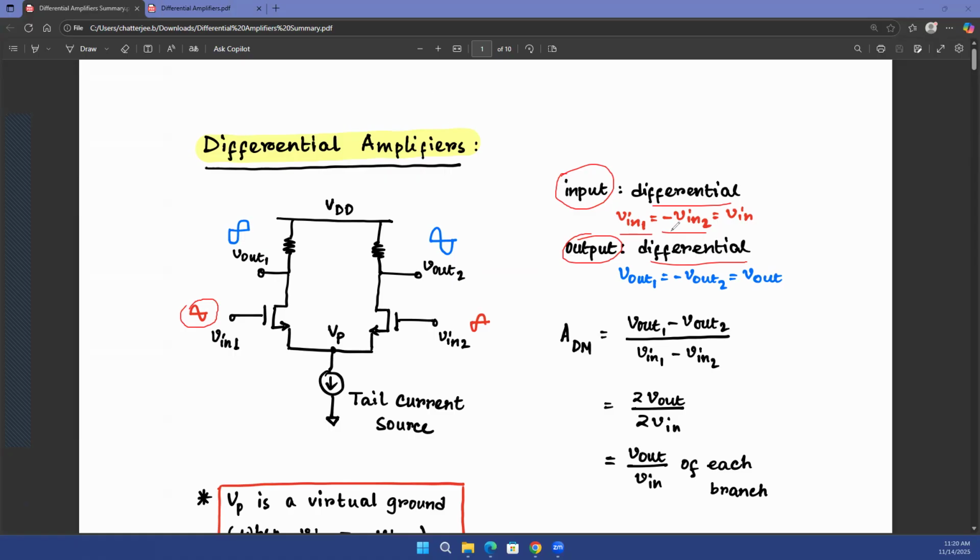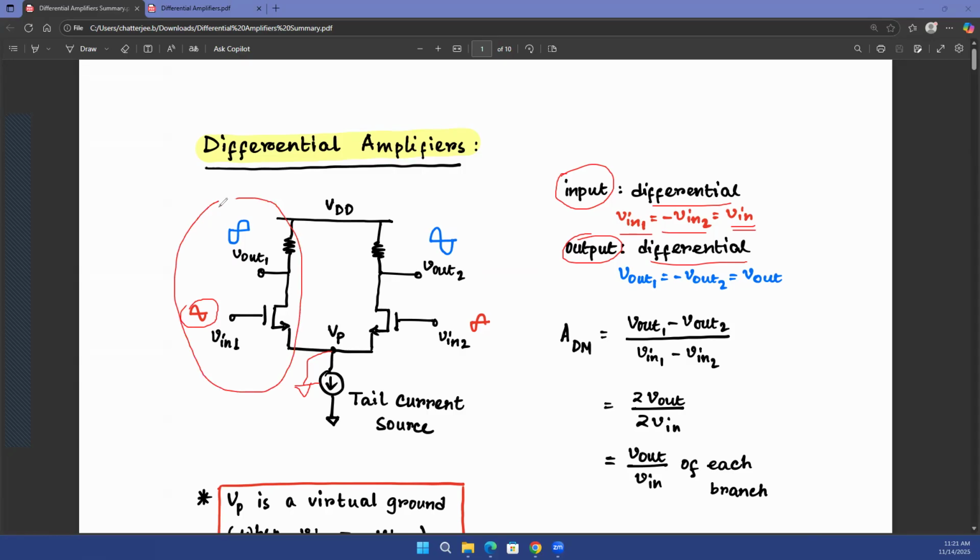So you can write V in 1 equal to minus V in 2 because they are 180-degree phase shifted. Let's just say that is equal to V in. V in 1 equal to minus V in 2, that is equal to V in. The output is also going to be differential. It's just an amplified version of each of those because you already know that this point VP is a virtual ground.